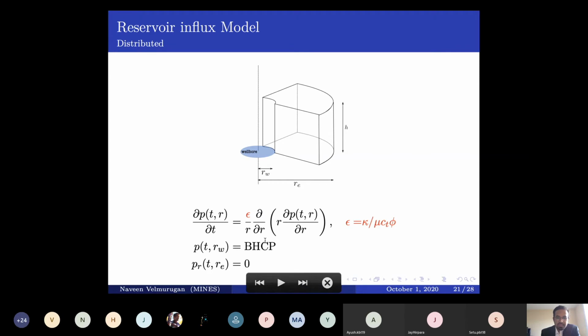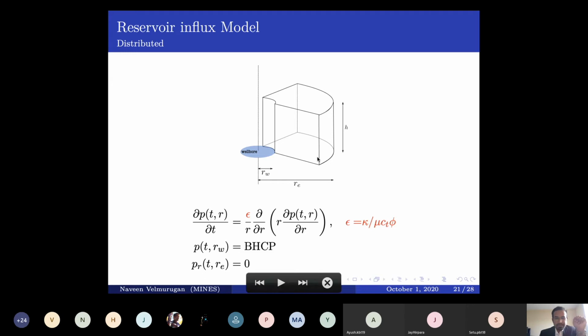When you need to solve a certain model, you always need boundary conditions on either side, and also some initial conditions. The boundary condition we have here is that the reservoir pressure at RW is exactly equal to the bottom hole pressure. It is a valid assumption, because as I said, as you drill, you immediately have mechanical equilibrium between the wellbore and the reservoir, so the pressures are equal.